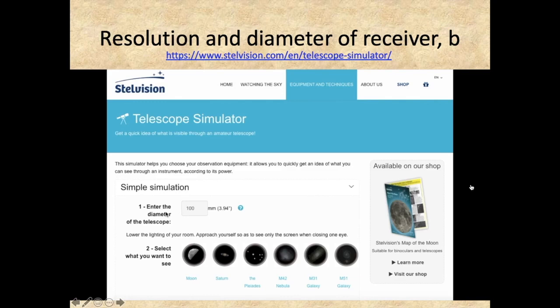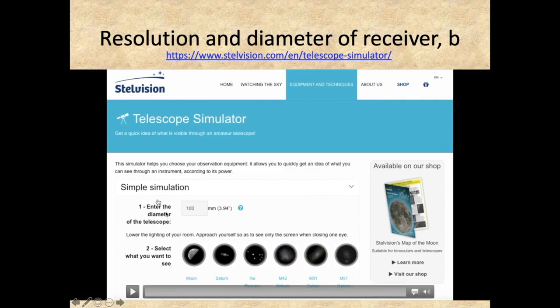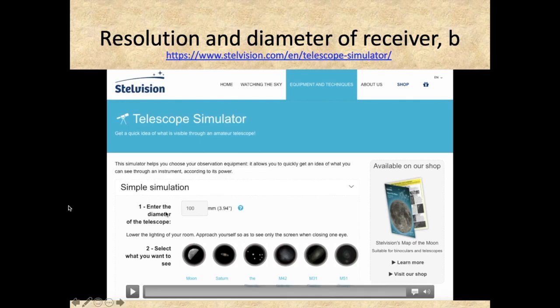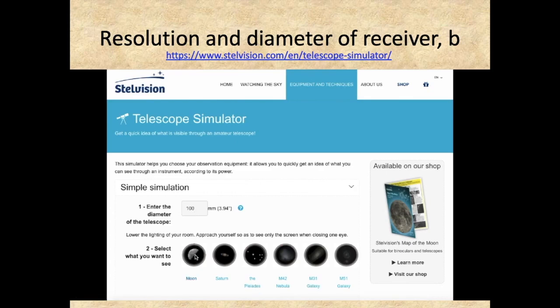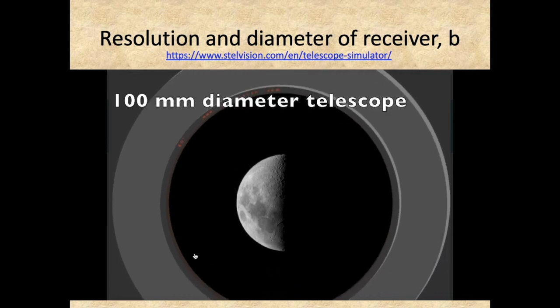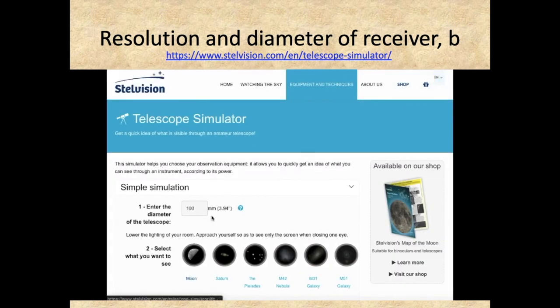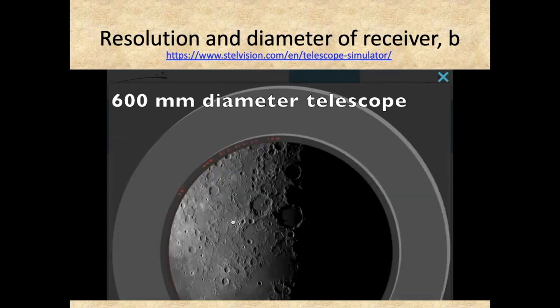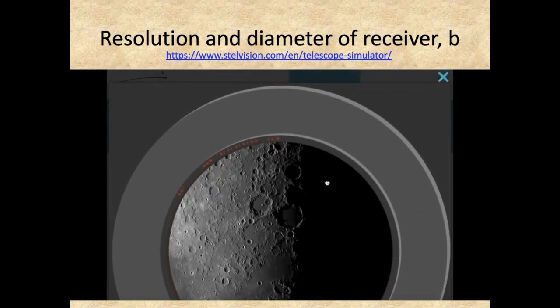Now, this simulation will allow us to change the diameter of the telescope. I'm going to use two values for this, 100 millimeter diameter and 600 millimeter diameter. So let's see. So this is the image of the moon seen with a 100 millimeter diameter telescope. Changing diameter to 600, and this is the image that that telescope can give.